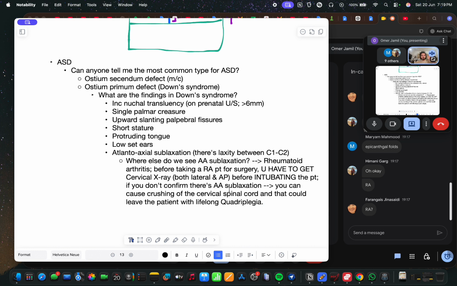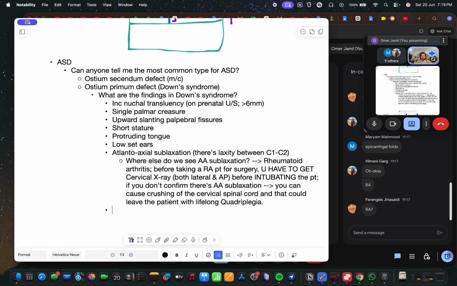If you're going to take them for surgery, you have to confirm. Atlantoaxial subluxation is not always going to be there; it's seen in about 20% of the patients. But you have to confirm, because then you have to go for a separate strategy, like a nasotracheal intubation, because you have to prevent the overextension of the neck. Is this clear? Does anyone want me to repeat myself? Because this is a twisted concept. Anyone who has a question, just type it up or open your mic and ask me straight out.